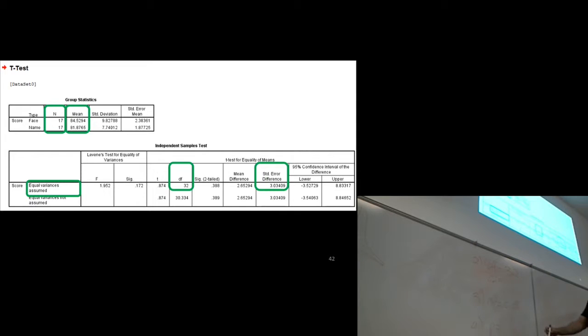So it's 3.03. That is our standard error, our standard deviation for our comparison distribution. Our alpha is 0.05. Now we need to find our p-value.